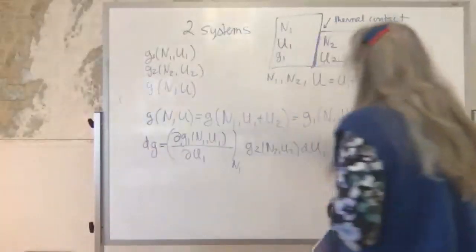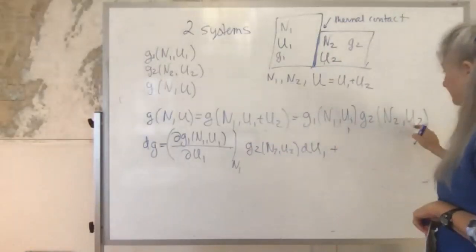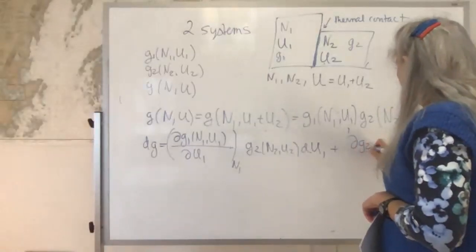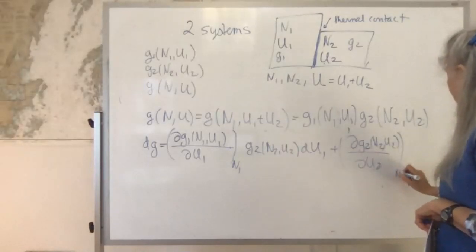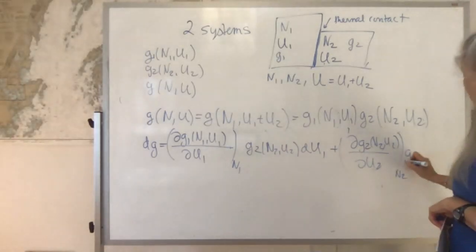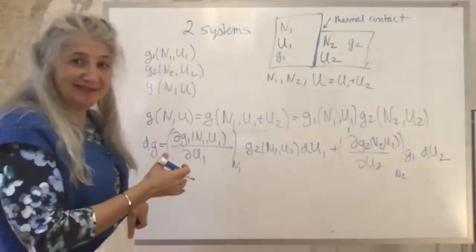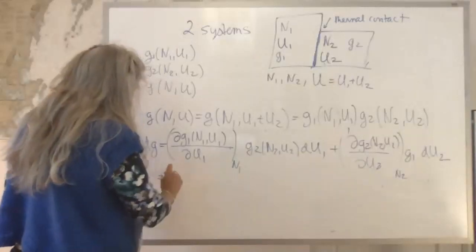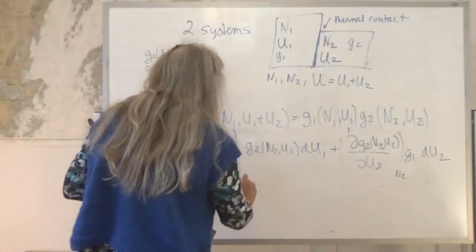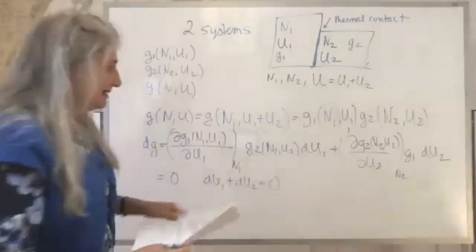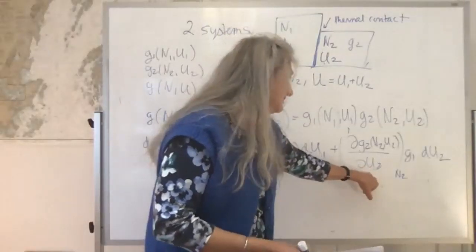Now I can do the same thing: I took the derivative with respect to this, I can take the derivative with respect to that. So it's dg2 of N2, U2, dU2, and I'm keeping N2 fixed. And now I have to multiply by g1 and dU2. And at the maximum entropy state, when it's in equilibrium, this is going to be 0. Because energy is conserved, dU1 plus dU2 is also 0.